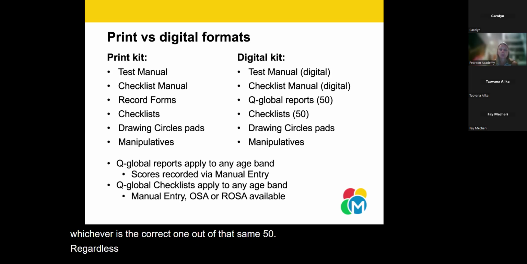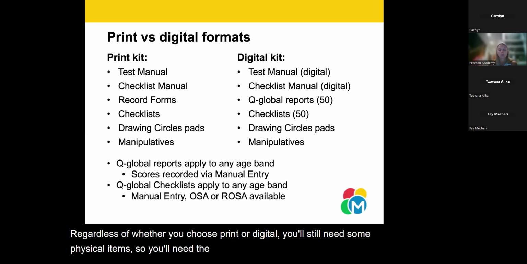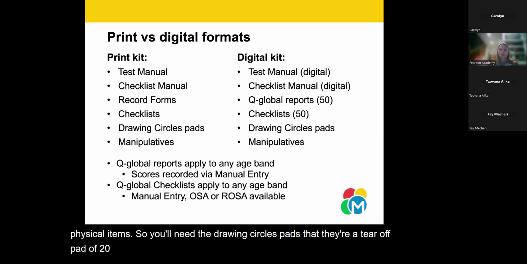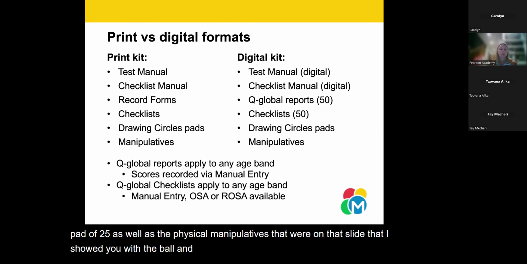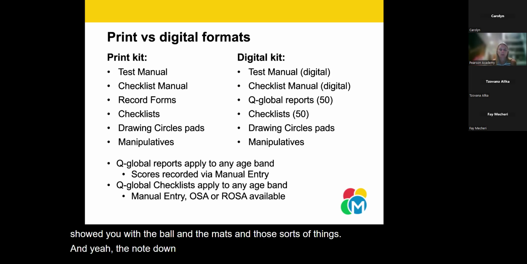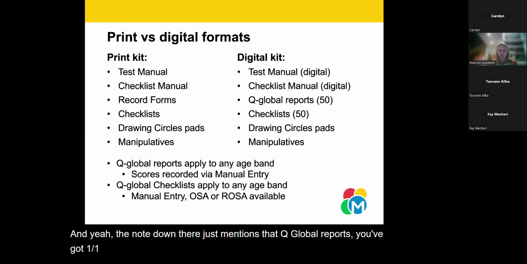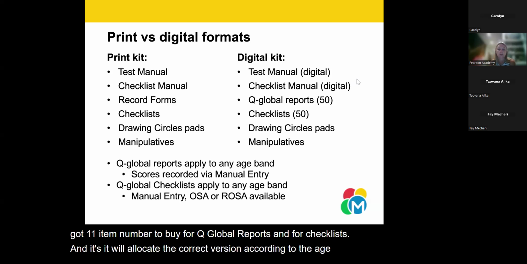Regardless of whether you choose print or digital, you'll still need some physical items. So you'll need the drawing circles pads, which are a tear-off pad of 25, as well as the physical manipulatives that were on that slide that I showed you with the ball and the mats and those sorts of things. And the note down there just mentions that for Q Global reports and for checklists, you've got one item number to buy, and it will allocate the correct version according to the age that you indicate.